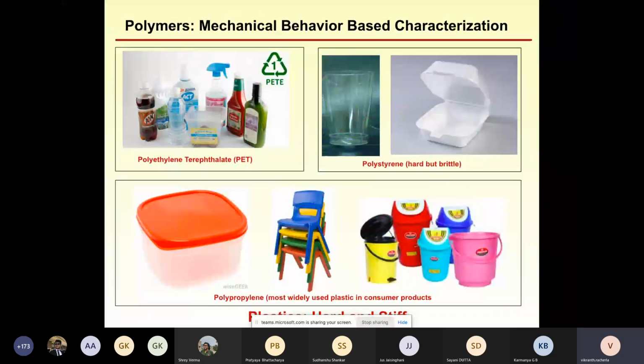Now, there are a lot of other plastics which are used for day-to-day items. So you have PET, polyethylene terephthalate, mainly used for these food related items. You have polystyrene, which is a hard but a brittle material.